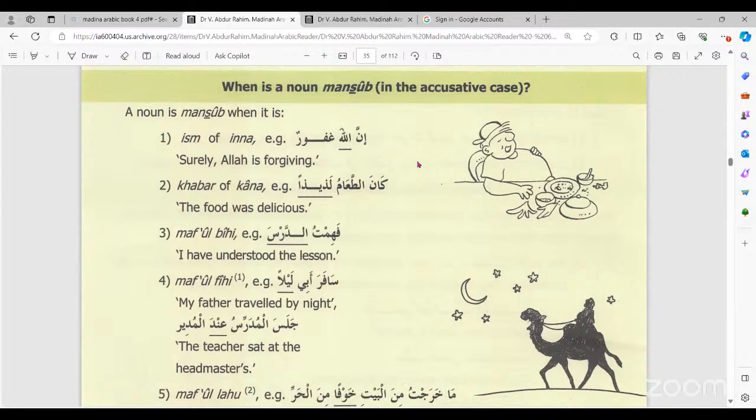Like the best one, remember, kuntu nabiyan wa adamu bain al ma'i wat-teen. The Prophet of Islam said, I was a prophet before Hazrat Adam alayhi salam was created, and Adam was between soil and water. So kuntu is kana. So in there, ismu kana is marfu.